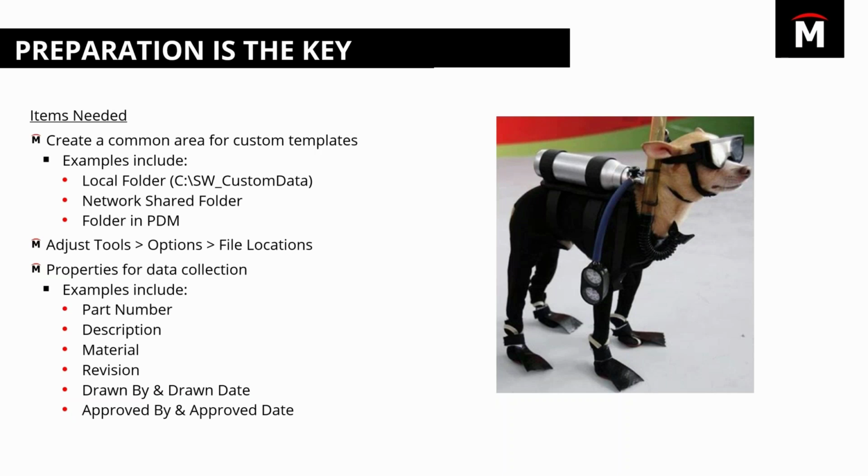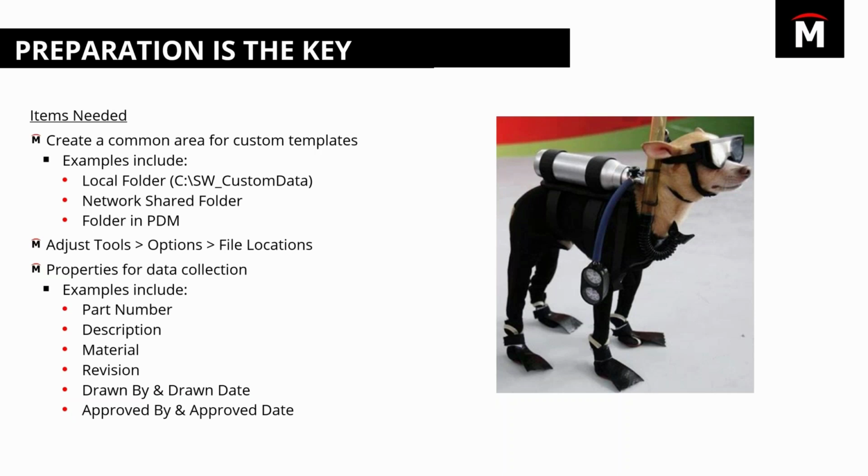The place that SolidWorks puts it may or may not be the best location, so we're going to put it in a folder that we have control over. Then we have to adjust SolidWorks to look for it. We use the Tools Options area, and we go through and put the file locations in there. We may adjust a few other things in there as well.